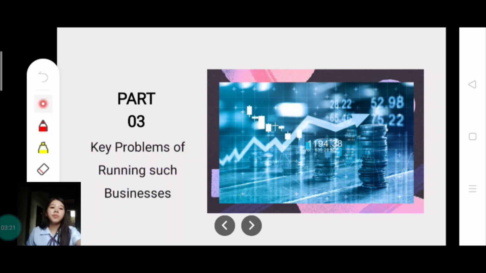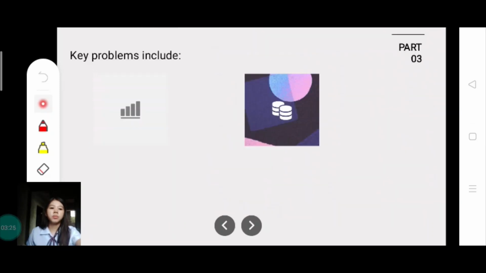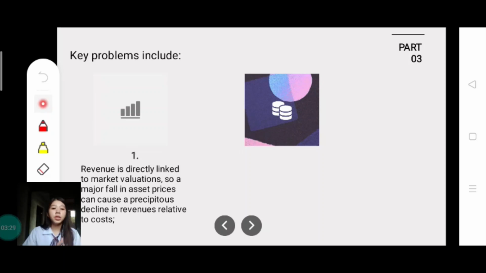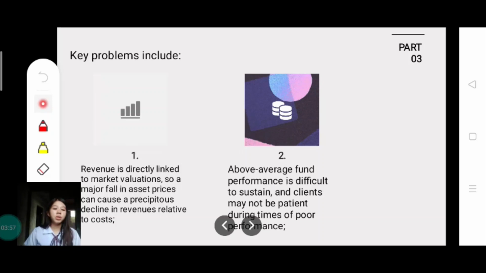So, part 3. Key problems of running such business. There are 5 key problems in running a business. Number 1 is revenue is directly linked to market valuation. So, a major fall in asset prices can cause a precipitous decline in revenue relative to cost. If this happens, you will make a loss. Number 2. Above average fund performance is difficult to sustain, and clients may not be patient during times of poor performance.